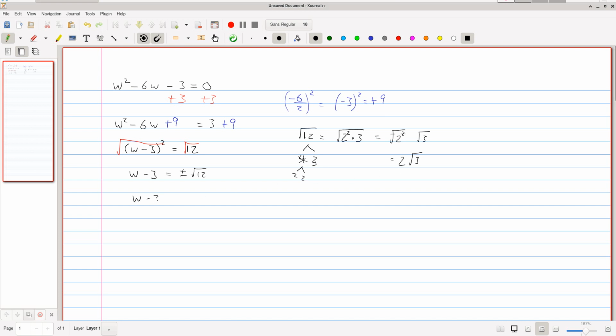So continuing the main problem, we have w minus 3 equals plus or minus 2 radical 3. Then finally, to get w alone, we want to get this 3 out of here, so we'll add 3 on both sides of the equation. So on the left-hand side they cancel to leave us with just w, and on the right we have 3 plus and minus 2 radical 3.